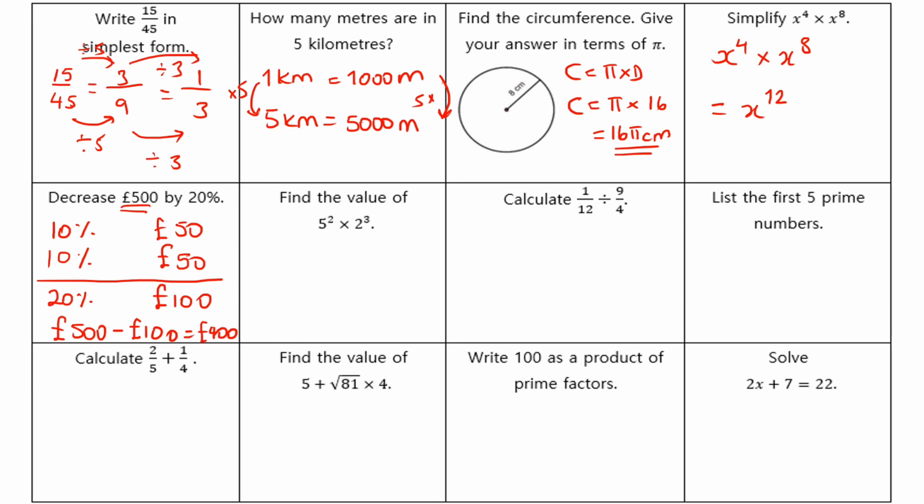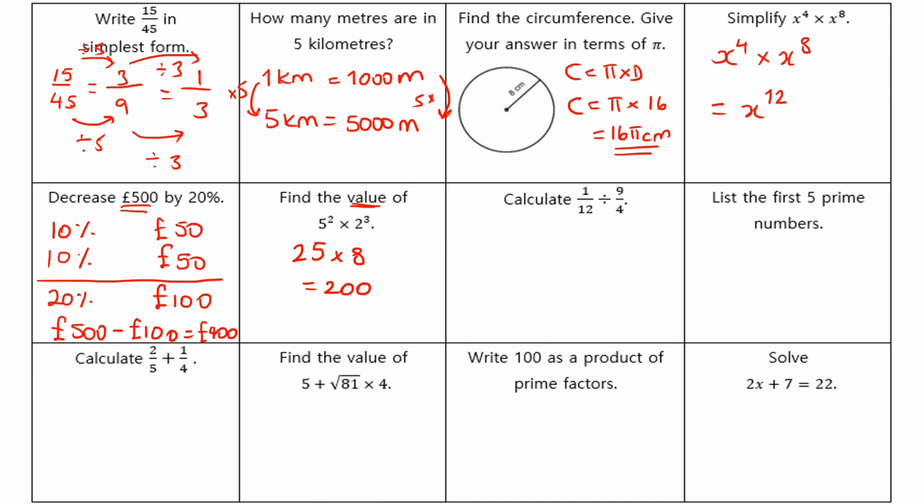Next question, find the value of 5 squared times 2 cubed. 5 squared is the same thing as 5 times 5, which is 25. 2 cubed is the same thing as 2 times 2 times 2. So it's not going to be 2, 4, 6. It's going to be 2 times 2 is 4. 4 times 2 is 8. So it's going to be 25 times 8, which is going to give us 200.